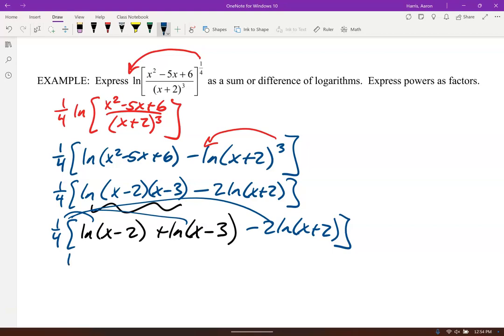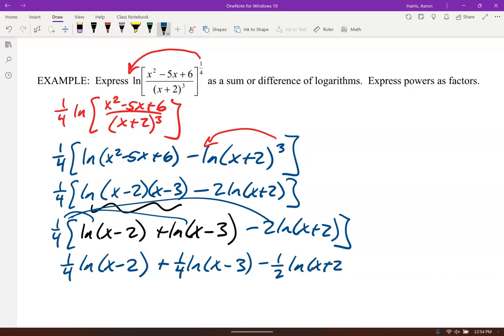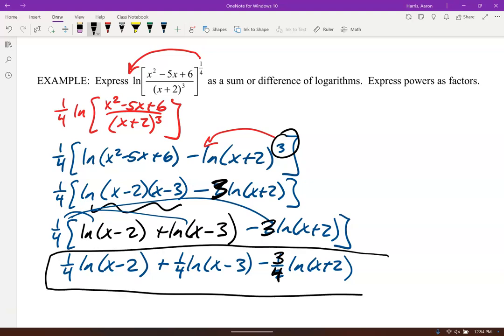So I have 1/4 natural log x minus 2 plus a fourth natural log x minus 3 minus 2/4, or minus a half, natural log x plus 2. And you know what? I just realized I don't know how that 3 ended up being a 2. That's a 3 right there. I'm sorry. That's a 3. So that's 3/4. 3 times 4. That's 3/4. Good grief. Making a mess of this thing. There you go.